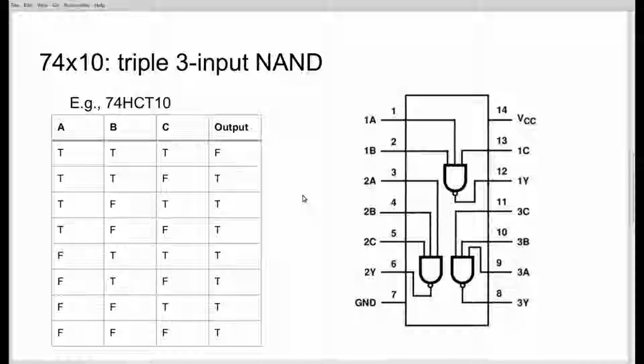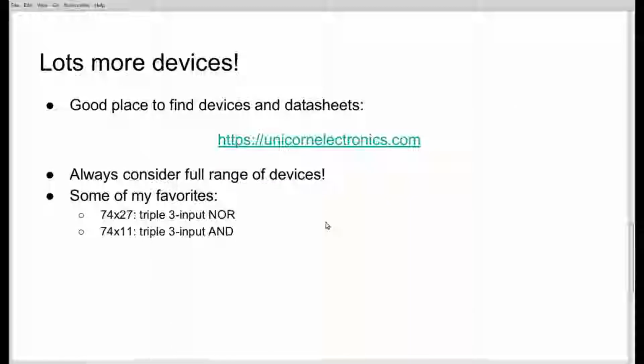And so a 3 input NAND gate produces a false output if and only if all 3 of the inputs are true, and it outputs a true output for any other combination of inputs. And these variations of logic gates that have more than 2 inputs can be quite useful depending on your application. In general, you're going to want to investigate the full range of logic devices that are available.